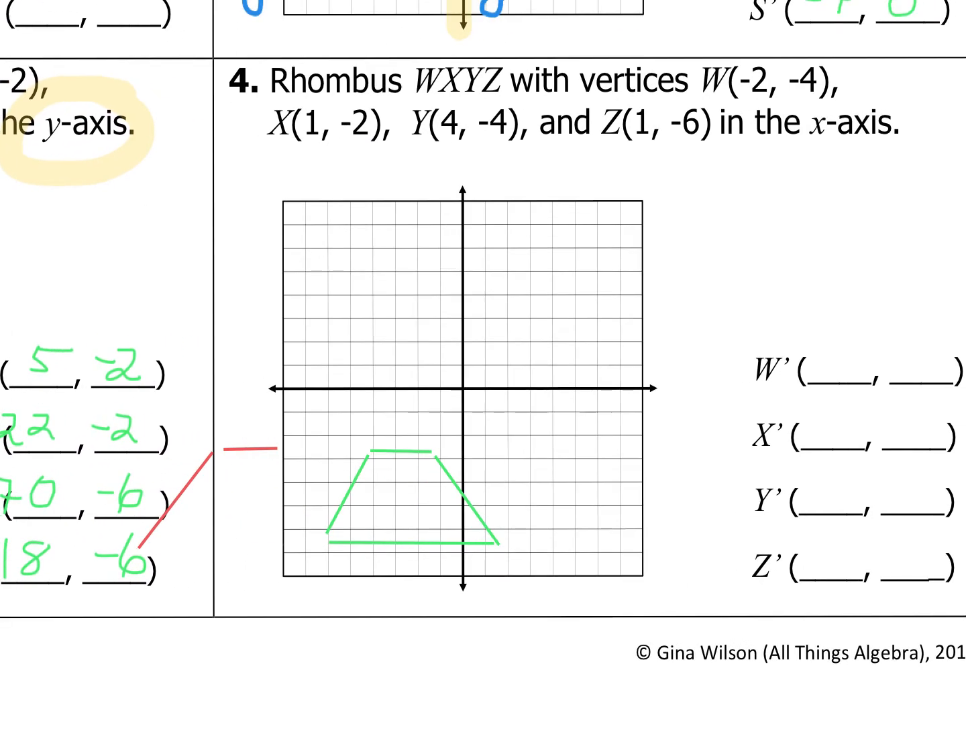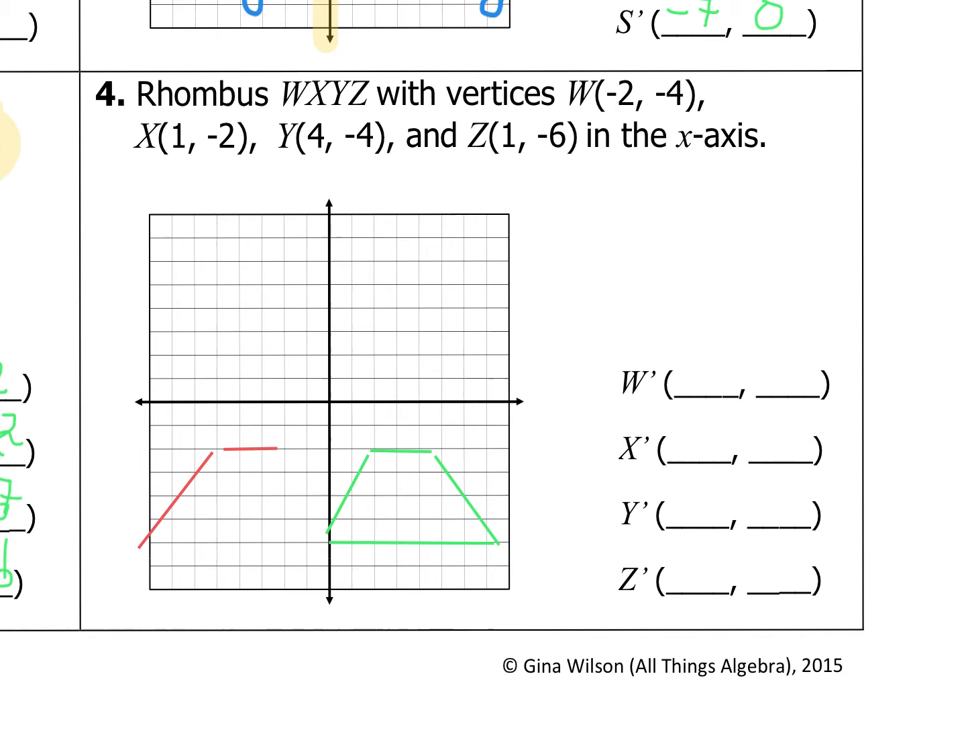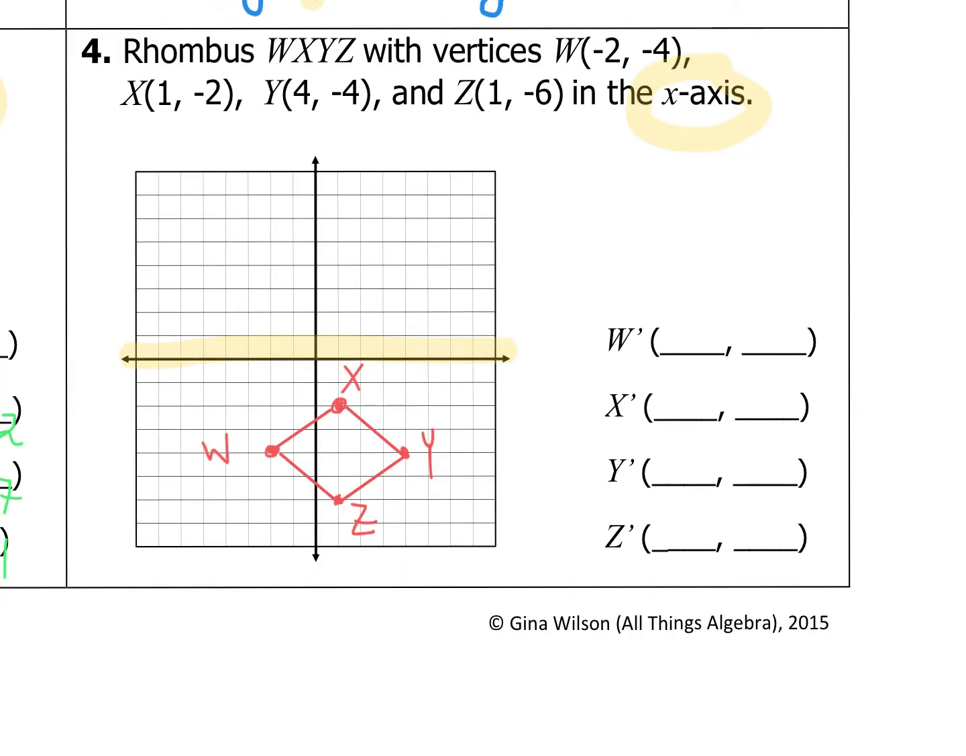Give me a moment. Okay, magic happened. I got rid of the old stuff and put in the pre-image and highlighted the line of reflection. So to get your reflected figures, we're going to start with W, and we're going to go 4 from this direction, so go 4 in the opposite direction. So there's your W prime.